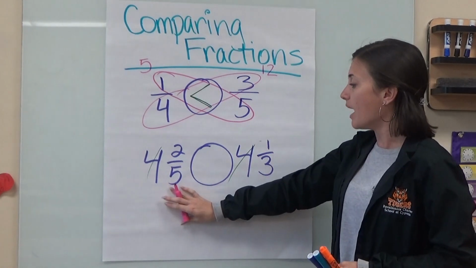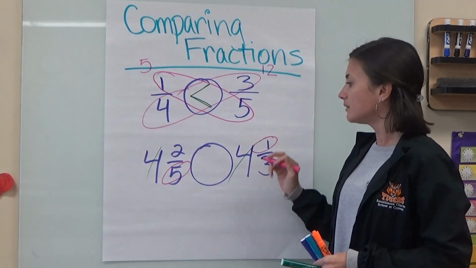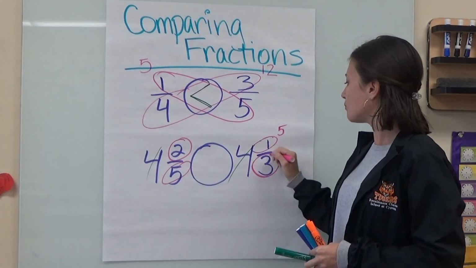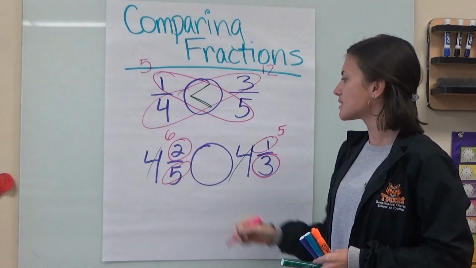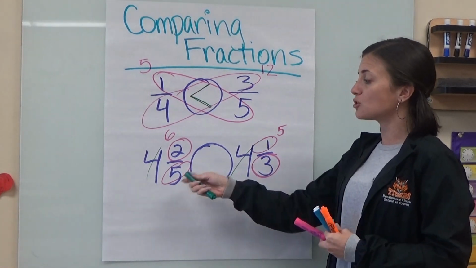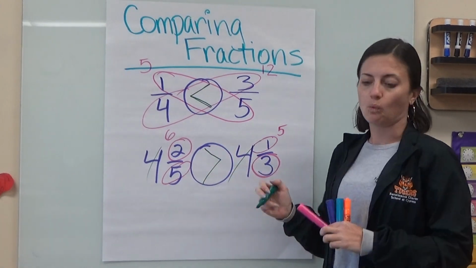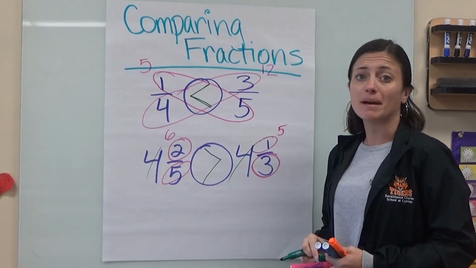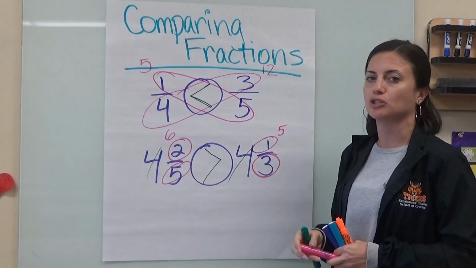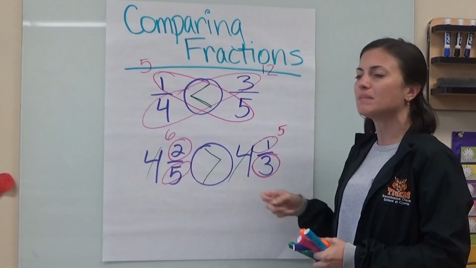So I'm going to start at the bottom and multiply across. 5 times 1, that gives me 5. 2 times 3, that gives me 6. 6 is bigger than 5, so that means that 4 and 2/5 is bigger than 4 and 1/3. So it helped me that my whole numbers in the mixed numbers matched because that allowed me to just compare the fraction parts. But the last example we're going to go over is an example of when these mixed numbers don't match.